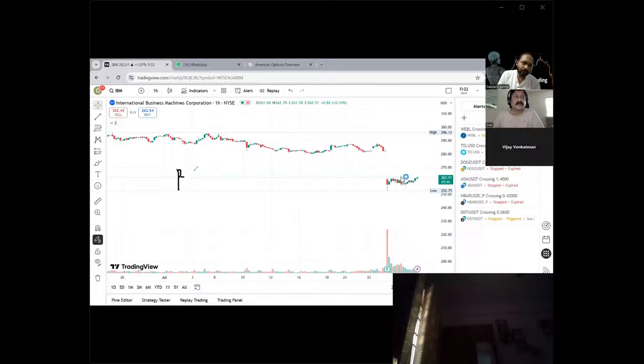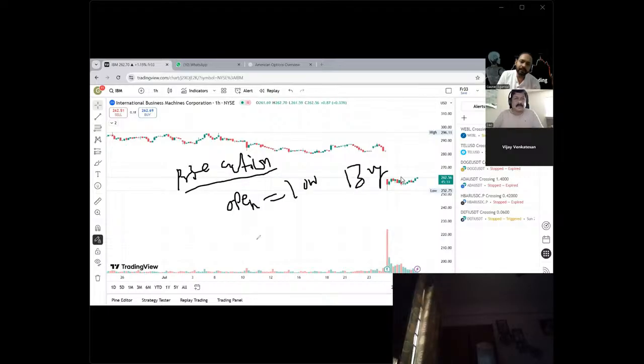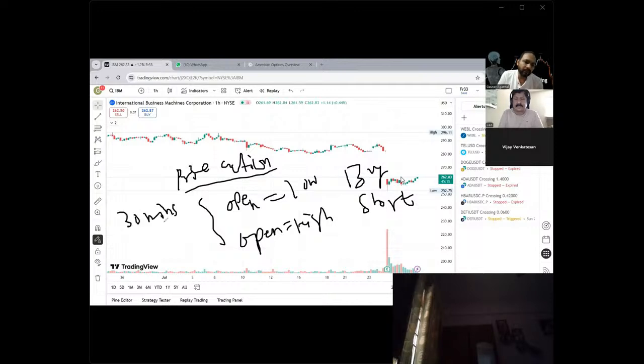There's a strategy called the price action strategy. What we normally do in this is we try to check the prices, right? If the price open equals low, then we will take a buy trade. And if open equals high, then we will try a short trade. Open is equal to low, open is equal to high. See, this you can try on 30 minutes as well as on 1 hour, for kind of scalping and intraday.